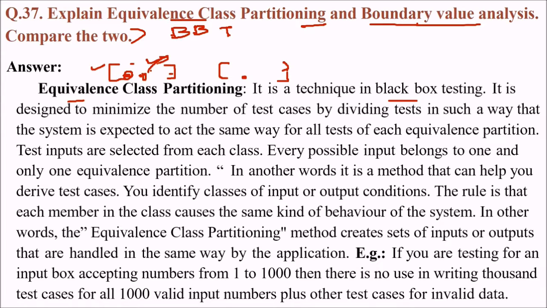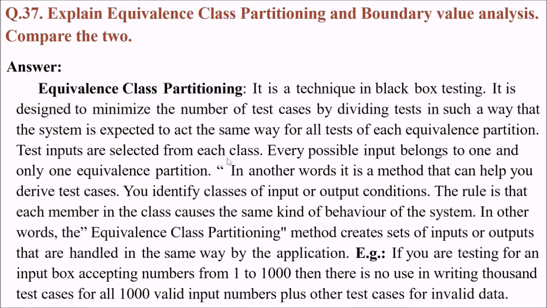The equivalence class partitioning method creates a set of inputs and outputs that are handled in the same way by the application. So we don't need all of these, just take one of these. If you're testing an input box expecting a number from, say, 1 to 1000, there is no use in writing 1000 test cases for all 1000 valid inputs plus other test cases for invalid data. Just take one of them and one for invalid.